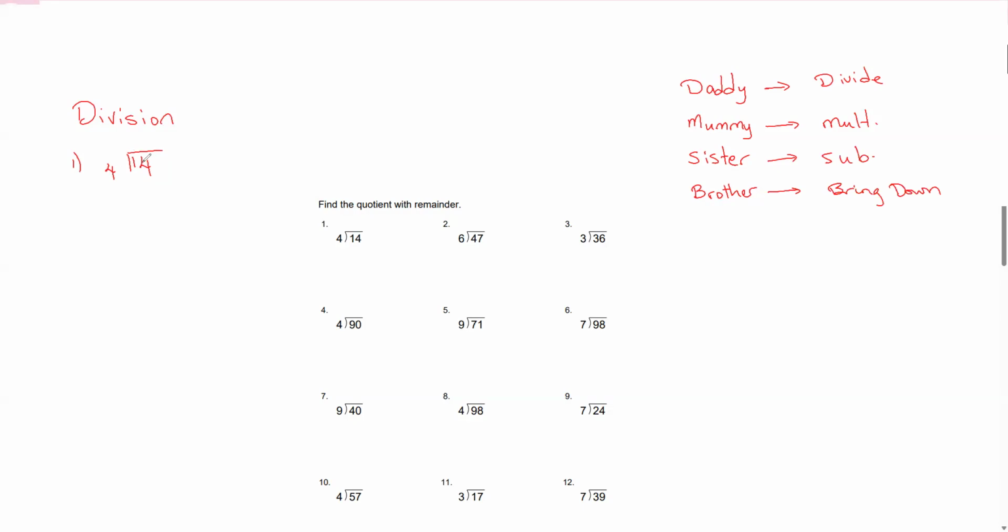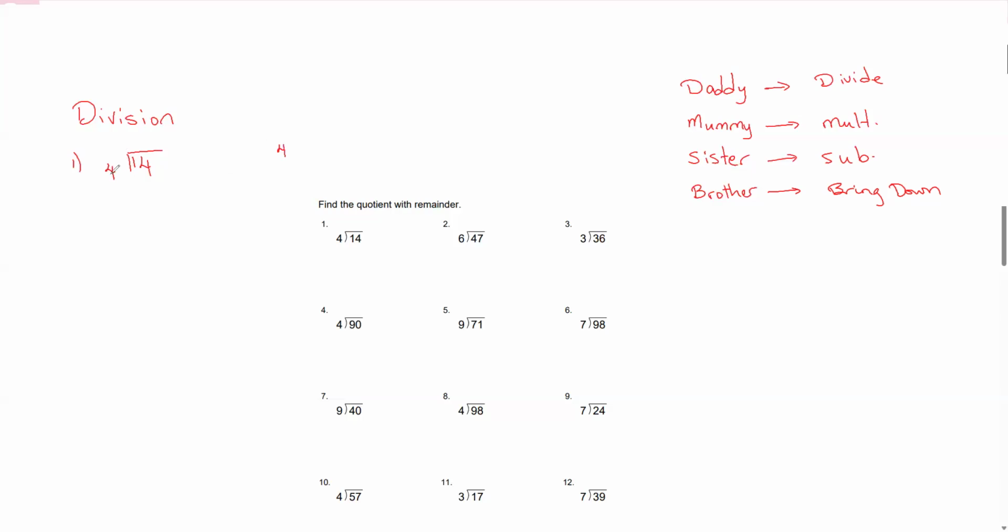4 divided into 14. Division and multiplication are like relatives. They work hand in hand. So in order to be successful with your division, we have to be good with our multiplication as well. So 4 is telling me which timetable we're using.